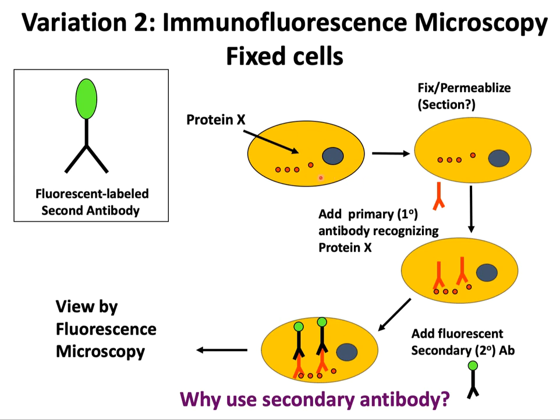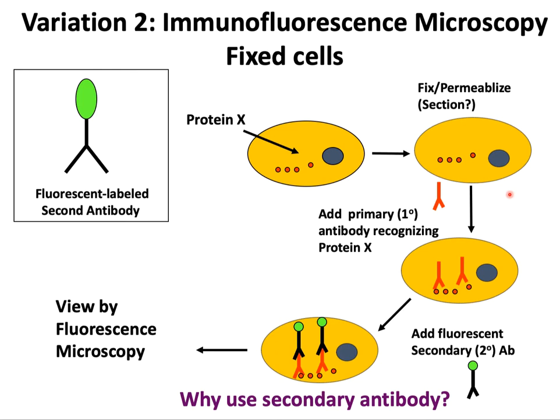The cell of interest and these red dots are representing protein X. So the first step in immunofluorescence microscopy is to fix or permeabilize the cells. Remember, the cells are in a dynamic state, so to get really good and accurate images, you need to freeze them in time. If you are using individual cells, you can move to the next step, but if using tissues, you will need to section the specimen.